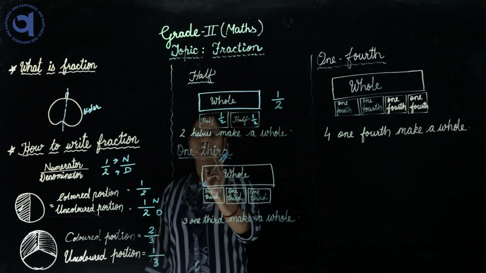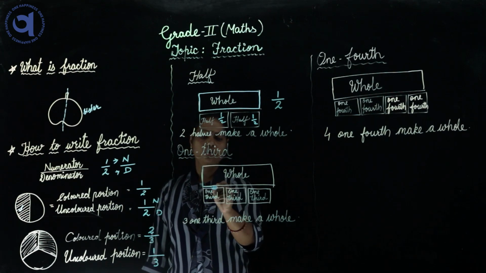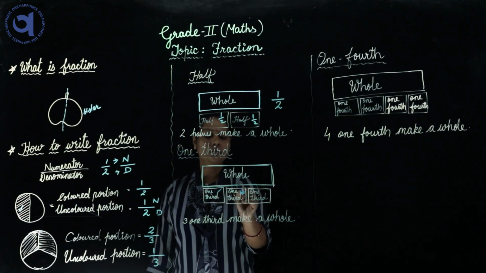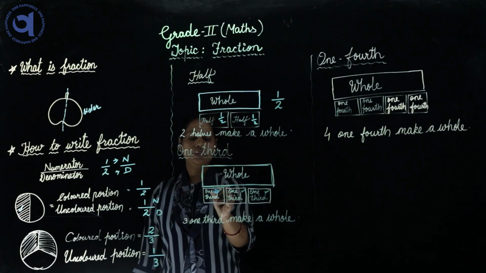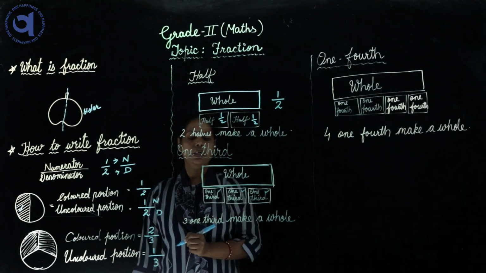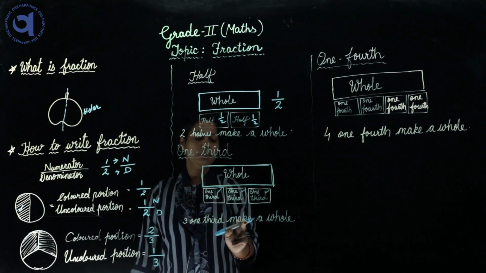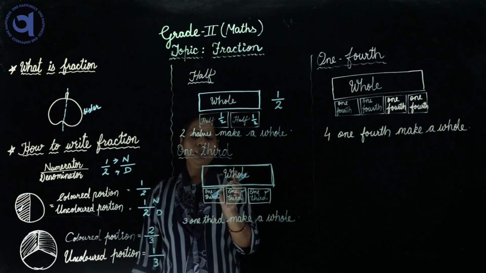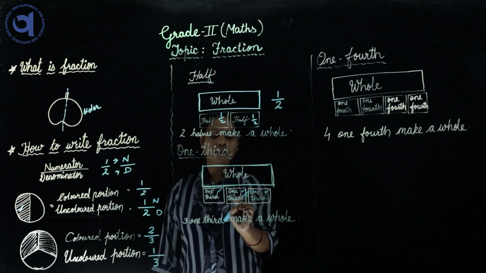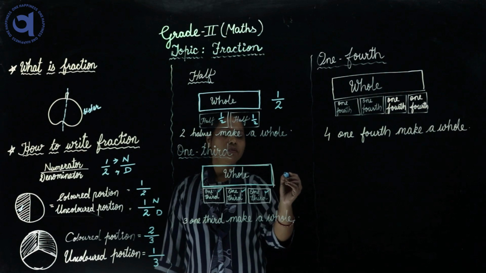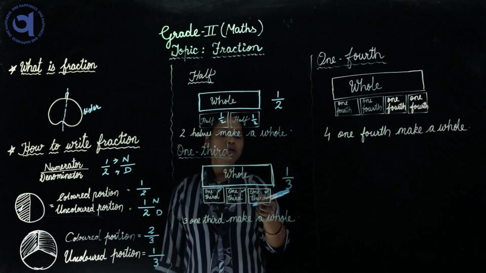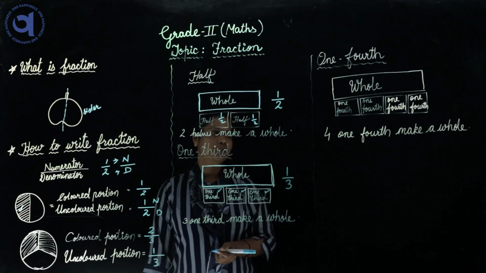Now, what is 1/3? See, this is a whole. If we divide the whole into 3 equal parts, this is your 1/3, this is also your 1/3, this is also your 1/3. That means three 1/3 make a whole. That means if a whole is divided into 3 parts, each part is called 1/3, and 1/3 can be written as 1 upon 3. This is your fraction form of 1/3.